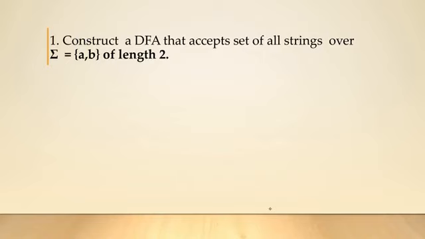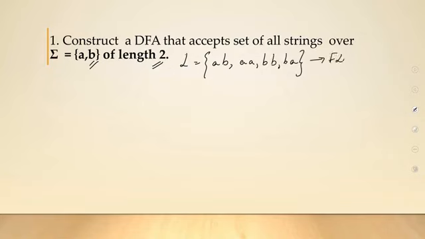DFA that accepts the set of all strings over sigma equal to {a, b} of length 2. Now we will build upon this problem. They very clearly say you should have a length of 2, which means your language L is equal to strings over {a, b} of length 2: AB, AA, BB, and BA. It will be a finite language.